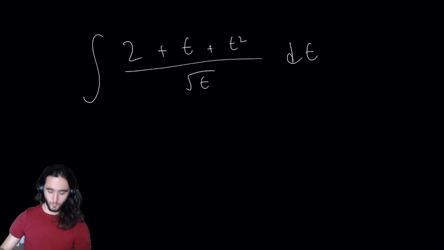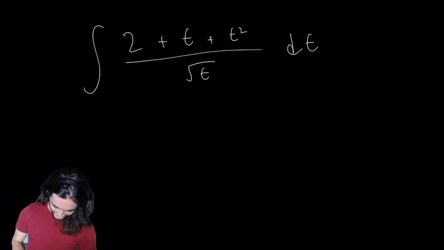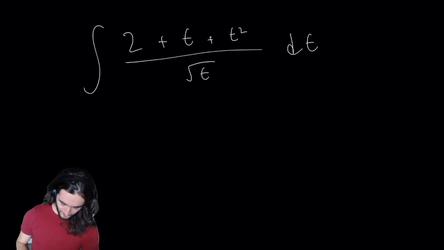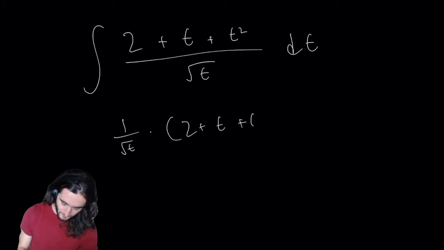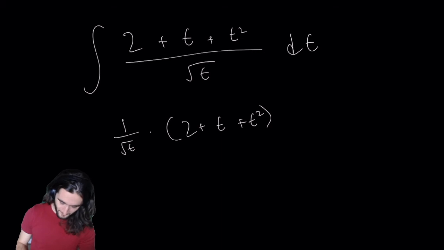All right, problem 1.3. Integral of 2 plus t squared over the square root of t. It's easy to get lost in this one, right? Some people try to write it as 1 over square root of t times this, and totally you can write it like that for sure. And then they were like, okay, maybe do integration by parts on this.